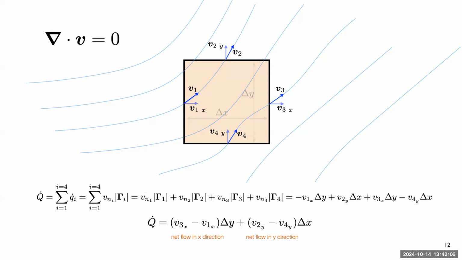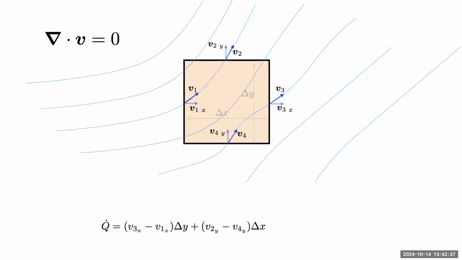So if I just clump together the flow in the x direction versus the y direction, so whatever is multiplying delta y, so I have a v1x by delta y and a v3x by delta y, I'll see that it's v3x minus v1x by delta y. So the difference in this vector and this vector represents the net inflow in the x direction. And the difference between this vector and this vector here is the net flow in the y direction. So you can see the total net flow is the sum of all of those, which is fine.